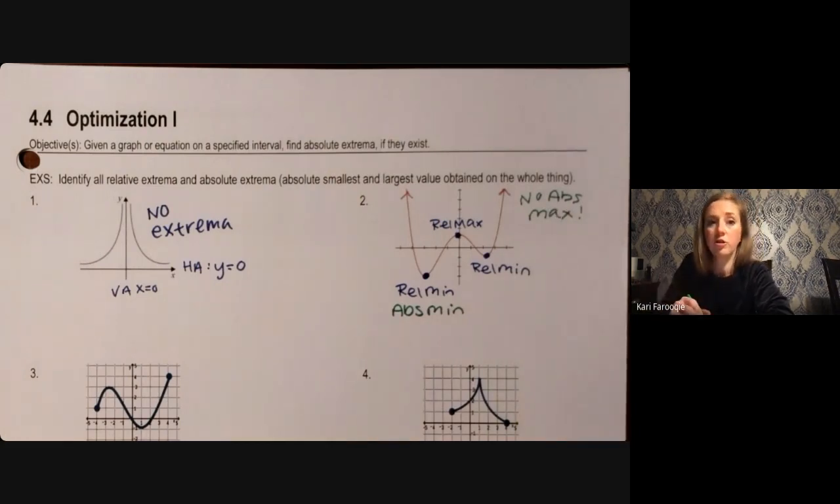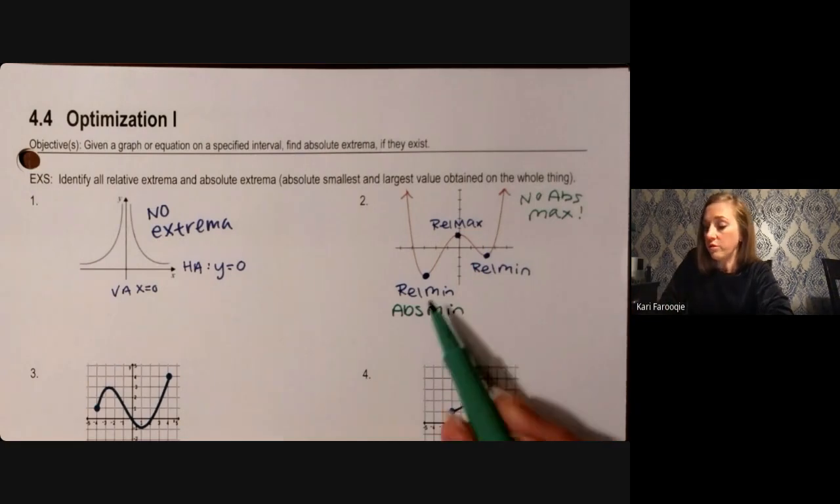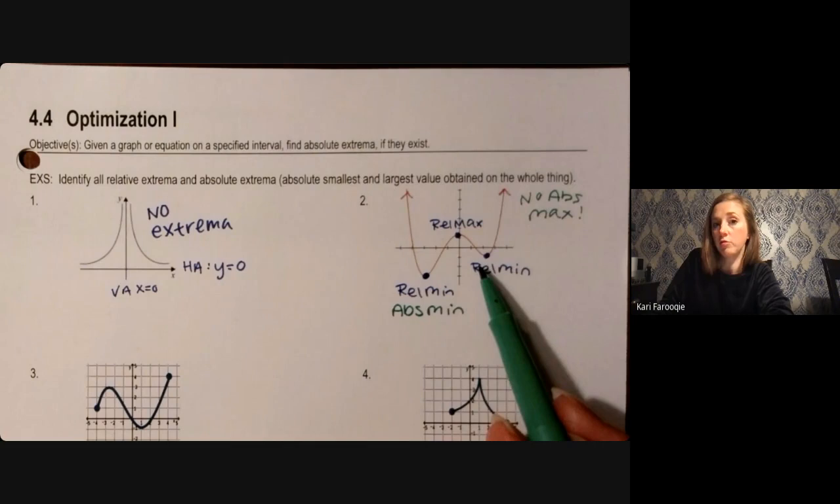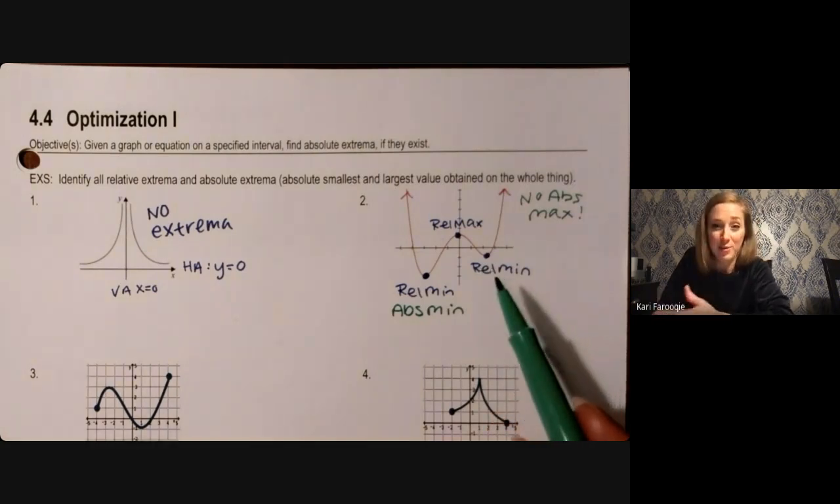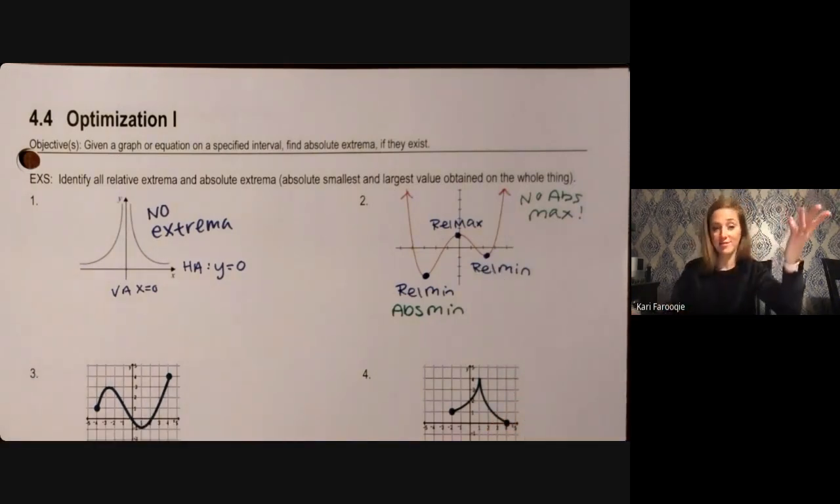We can't actually attain a highest value here because the graph heads off towards infinity, but we can attain a lowest value. So notice that the first relative minimum actually represented an absolute minimum, whereas the second relative minimum is just a relative minimum. It doesn't mean anything else. It's just a relative min. Nothing else we can do with that.